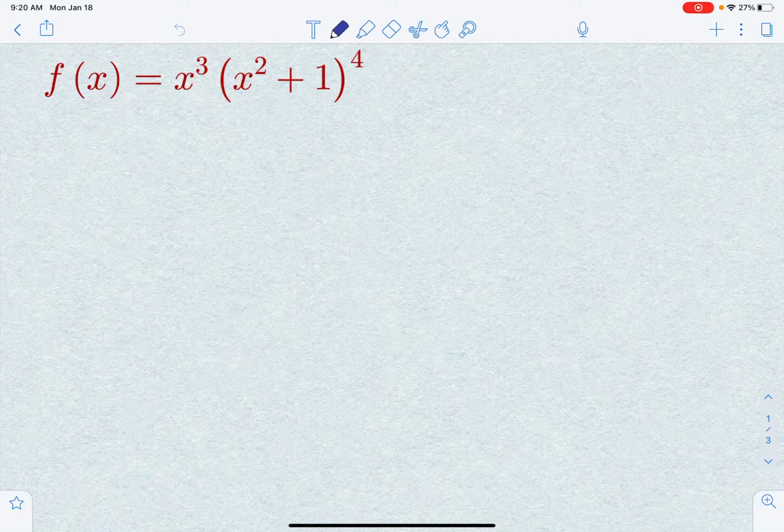So now that we've learned a bit about product, quotient, and chain rule, we're going to take a little time to combine the rules. We can expand our horizons when we talk about which functions we can take derivatives of. This first one is a case in point.